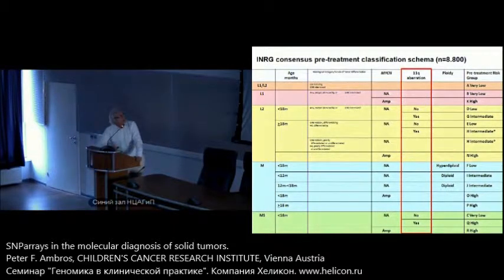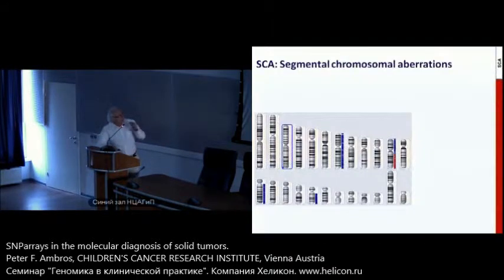The next marker we introduced into this worldwide pre-treatment classification schema was an aberration on the long arm of chromosome 11. If there is a deletion of the long arm of chromosome 11, these patients do badly, and they have to be treated differently to those which have no deletion. This is for these 2 groups, localized, and also for these so-called MS tumors. How does this look in the CytoScan?